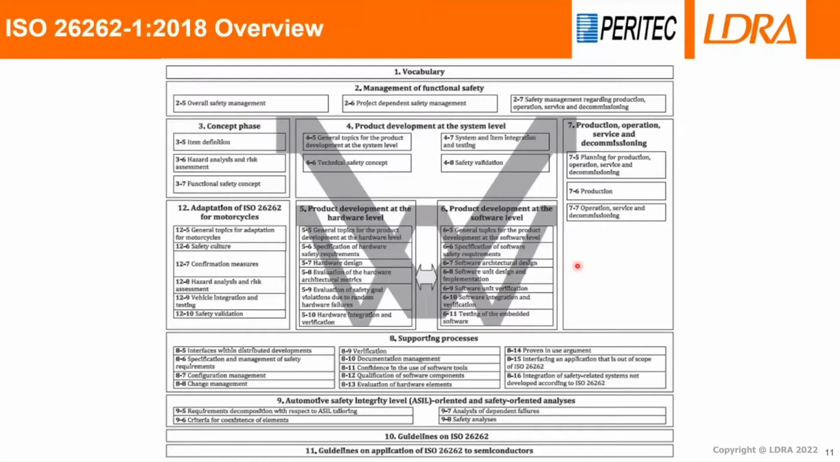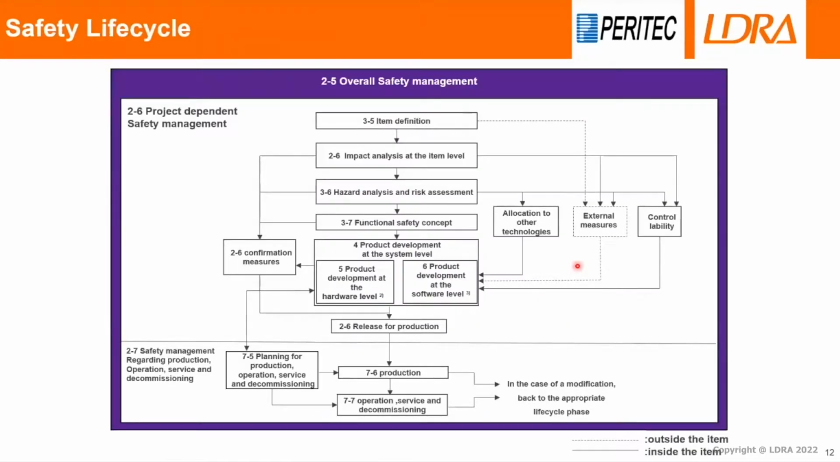We need to take care that these process activities are tailored according to our needs, and we are following the process activities, and we are generating the evidences to show that the process activity is followed, and we have completed these activities, and the evidences are available so that we can certify the product. And also these process guidelines provide you a safety life cycle.